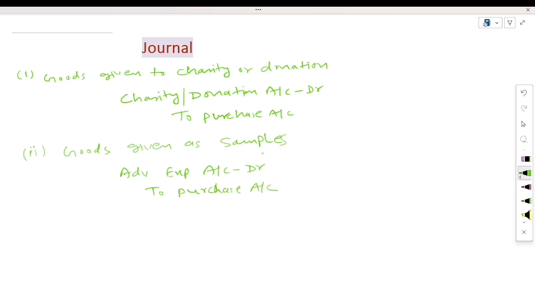Now if we talk about the withdrawal of goods for your personal use, we are talking about drawing. As you know, drawing may be in the form of cash or in the form of goods also. If we withdraw cash from the business for personal use, what entry were we making? Drawing account debit to cash account.